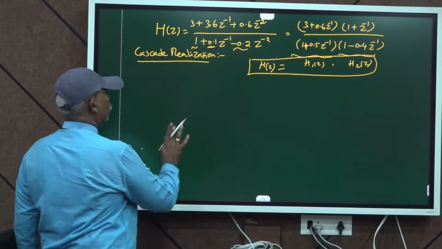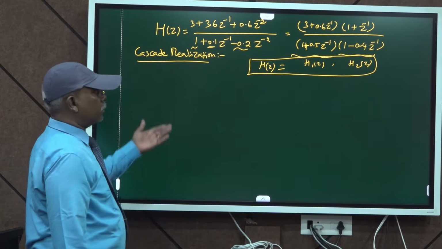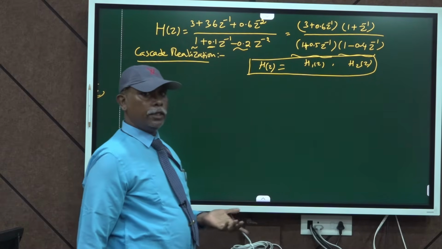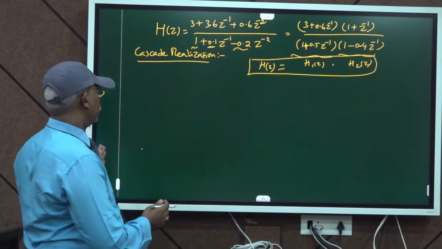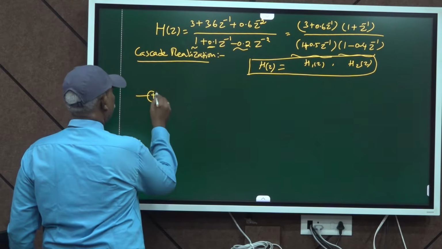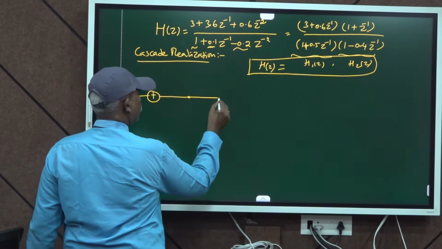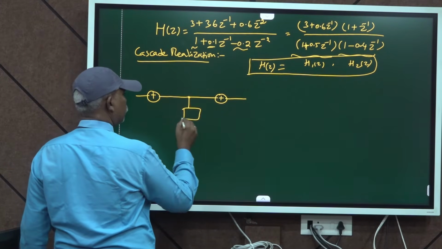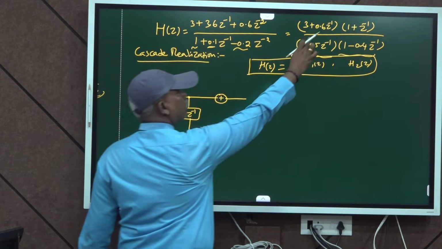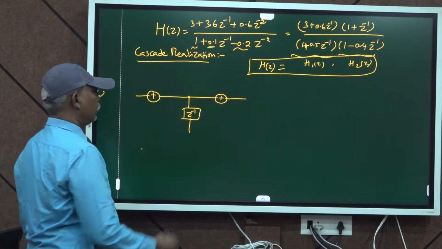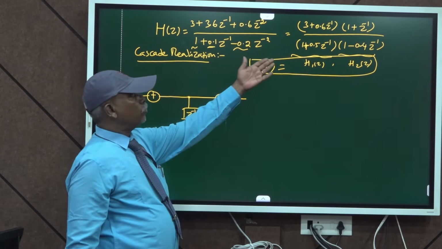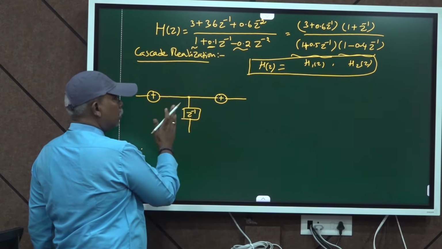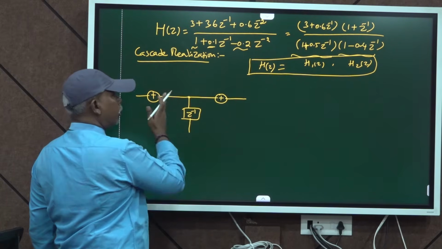So I will draw the cascade realization, which is nothing but direct form 2. Here you see one delay. In the central part you put one delay, on the input side you put a plus, and on the output side you also put a plus. Only one delay element is needed because it is the maximum. Then, as usual in direct form 2, the input values go on this side and the output values on the other side.